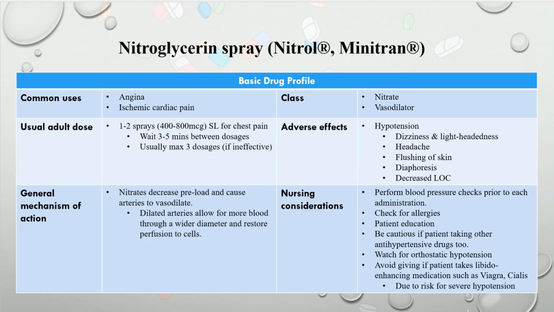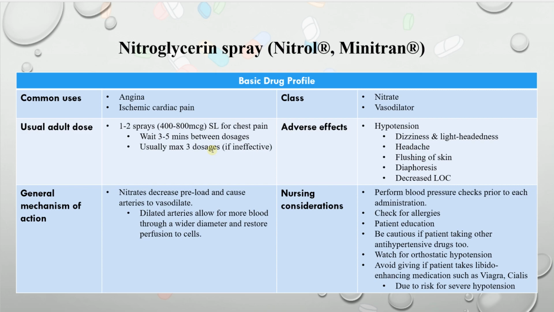So let's start with nitroglycerin spray, with the brand names Nitrol or Minitran. Common uses are for angina and ischemic cardiac chest pain. It belongs to the class of nitrates and is a vasodilator. The usual adult dose is 1 to 2 sprays, with each spray about 400 to 800 micrograms, for chest pain every 3 to 5 minutes, and wait in between to see if the chest pain subsides.